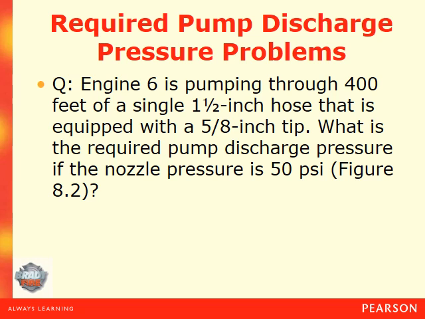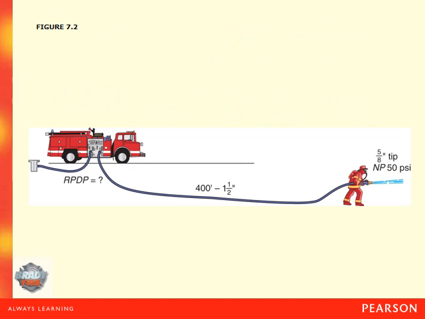Engine 6 is pumping through 400 feet of a single 1.5 inch hose that is equipped with a 5/8 inch tip. What is the required pump discharge pressure if the nozzle pressure is 50 psi? And look at figure 8.2. So your problem is going to look like this. Here's our 5/8 tip at 50 psi. We have 400 feet of 1.5 inch hose.